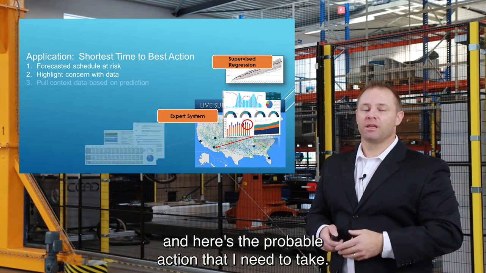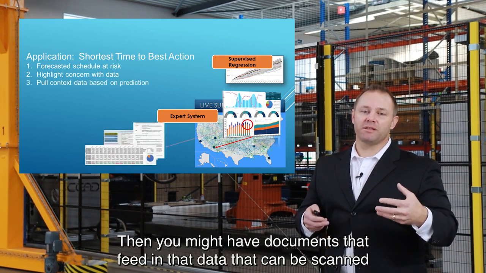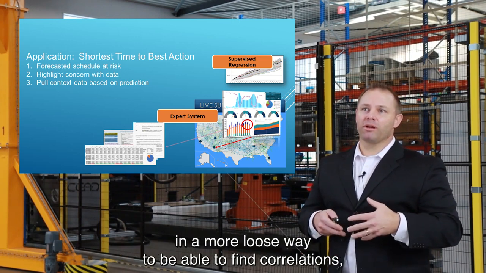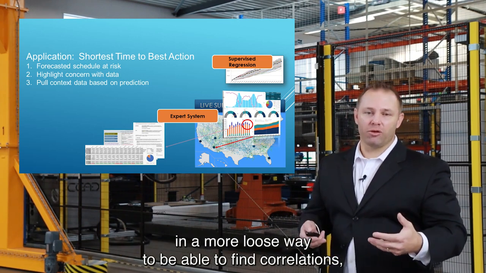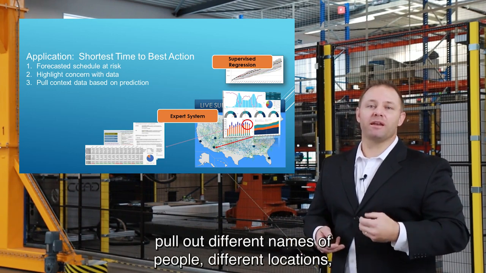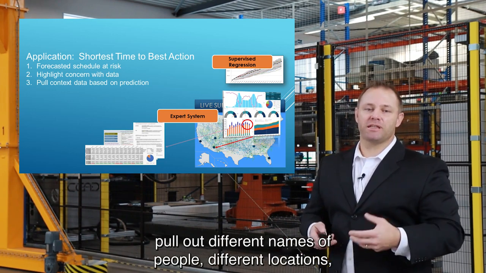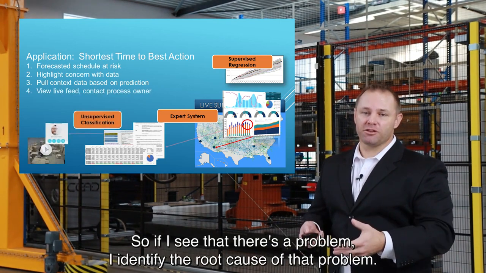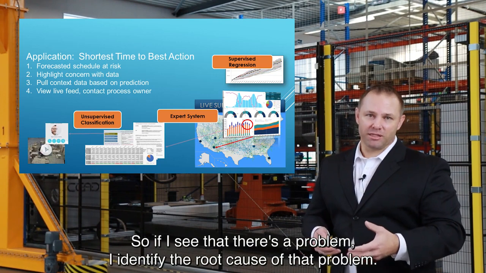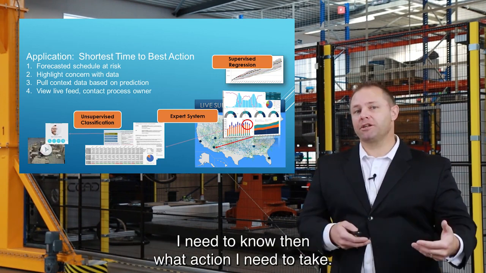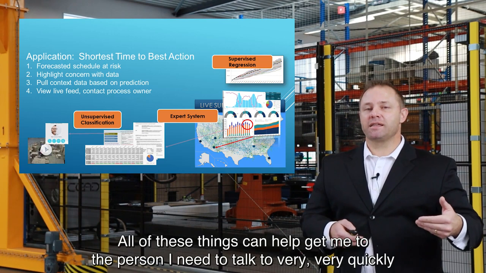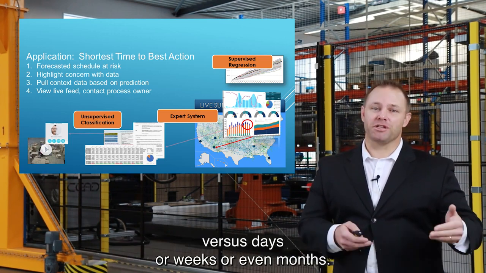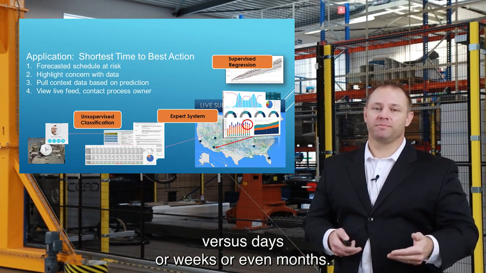Then you might have documents that feed in that data that can be scanned in a more loose way to be able to find correlations, pull out different names of people, different locations, and that can help track down maybe who do I need to talk to. So if I see that there's a problem, I identify the root cause of that problem, I need to know then what action I need to take. All of these things can help get me to the person I need to talk to very, very quickly versus days or weeks or even months.